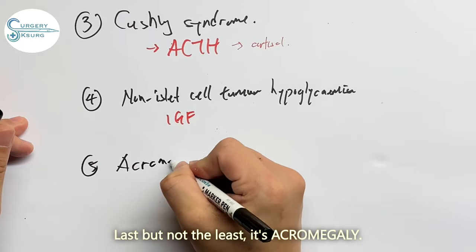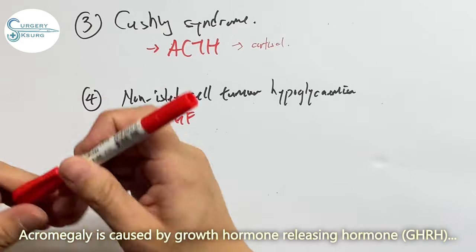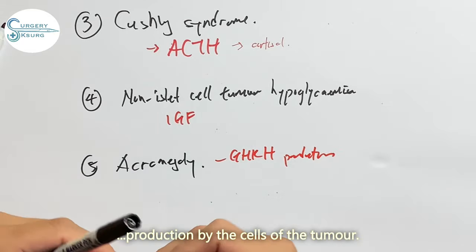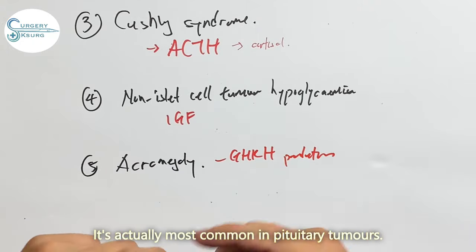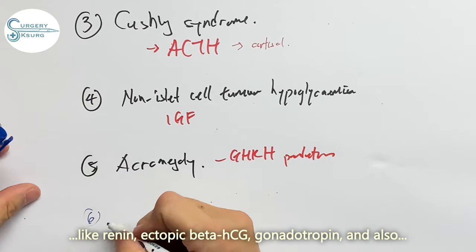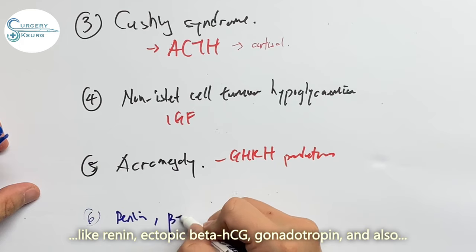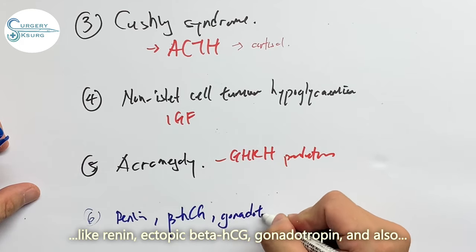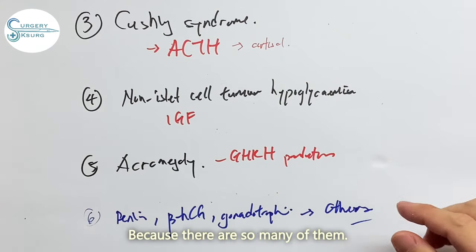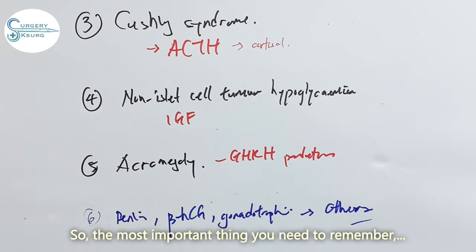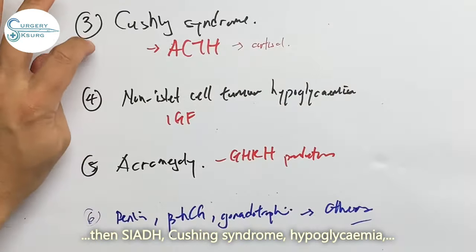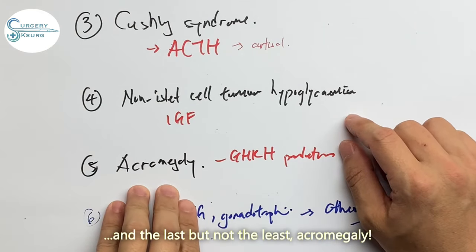Last and not the least is acromegaly. Acromegaly is caused by growth hormone releasing hormone production by the tumor cells, and it's actually most common in pituitary tumor. And there are other hormones as well, like renin, like ectopic beta hCG, like the gonadotrophin. And also there are a lot of others which we are not going to cover in this video because there are so many of them. So the most important thing you need to remember: paraneoplastic syndrome, first hypercalcemia, then SIADH, Cushing syndrome, hypoglycemia, and last but not the least, acromegaly.